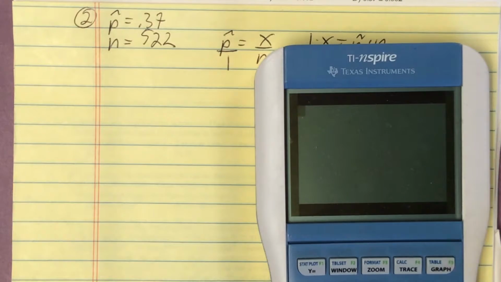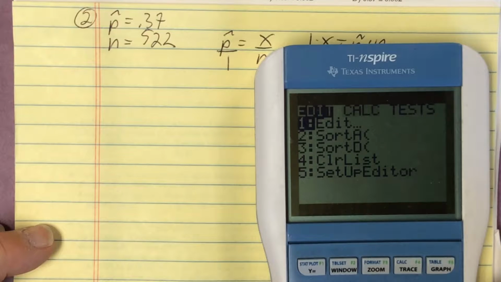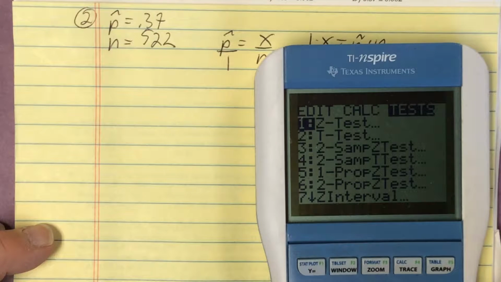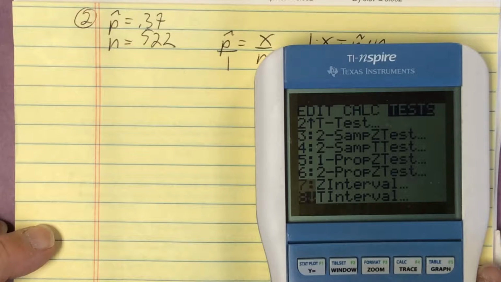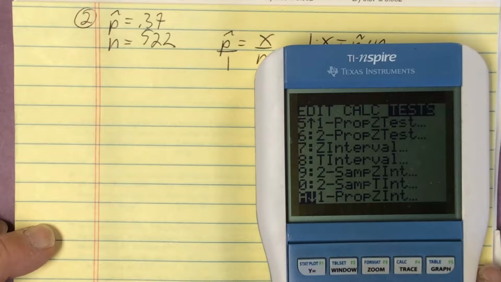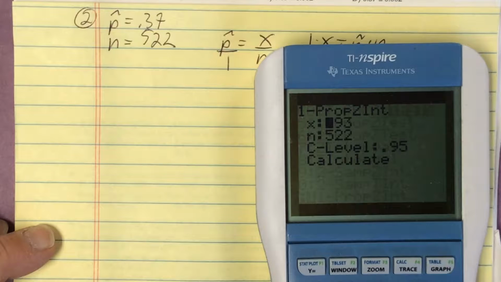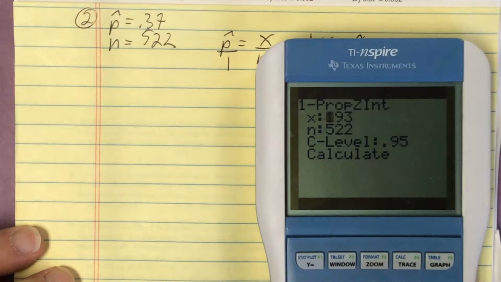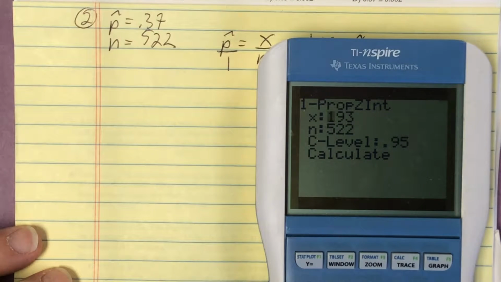So to put this into the calculator, we're going to hit Stat, and then we're going to go over to Tests. And because we're doing a population proportion confidence interval, we're going to arrow down in the calculator a little bit. We have Z interval, T interval, 2 sample Z interval, 2 sample T interval, 1 prop Z interval. This is what we're looking for right here. So we're going to go ahead and press enter. You'll see the information that is being requested here. I already have this in my calculator from the work I was doing before.